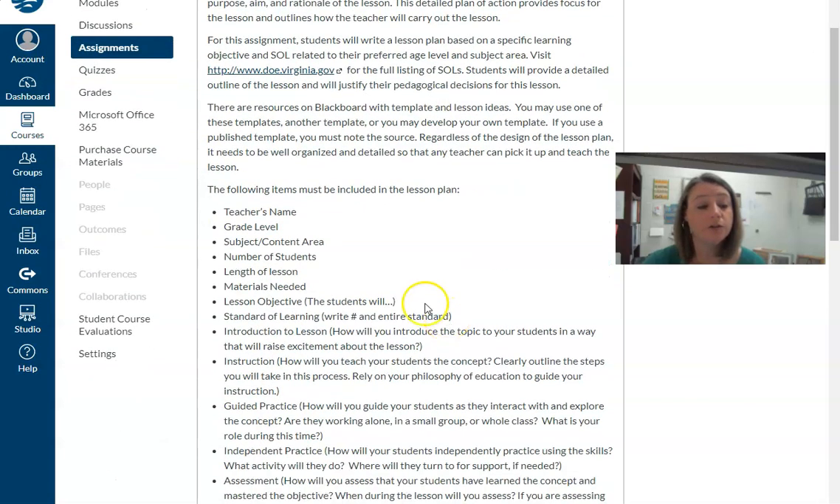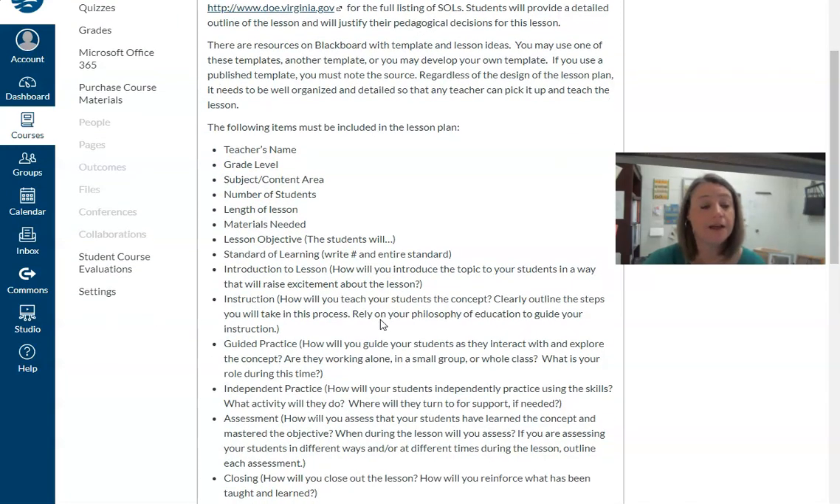So I have told you that there are several things that I want you to make sure are included in your lesson plan. And so your name, what grade level it is, what the subject or the content area is, the number of students. And the reason I have that is because I'm looking at whether or not you're creating this as a whole group lesson, a small group lesson, or a one-on-one. Any of those is fine. It's just I need to know up front how you're planning this instruction so that when I look at your procedures, I can make sure it matches.